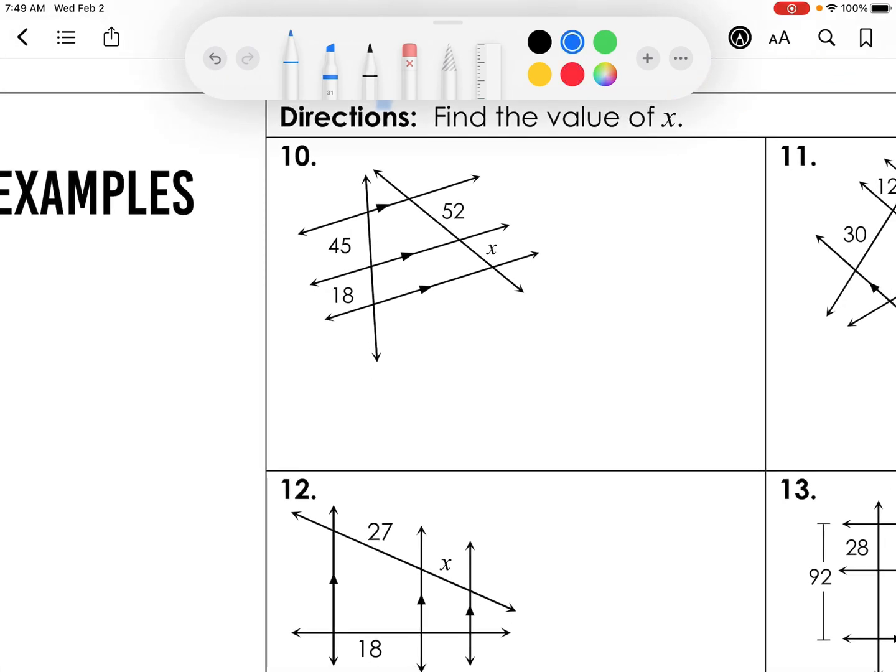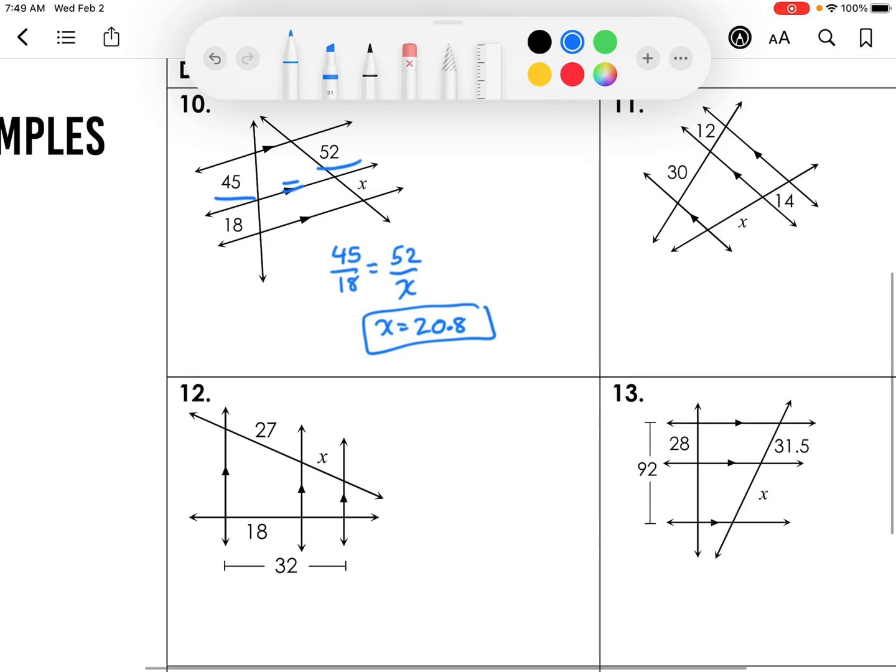This is also really easy if you follow my little trick. You just look at the picture and it literally tells you how to write your fractions. 45 over 18 equals 52 over x. That's all you have to do, cross multiplying and solving. We get 20.8 to be x.